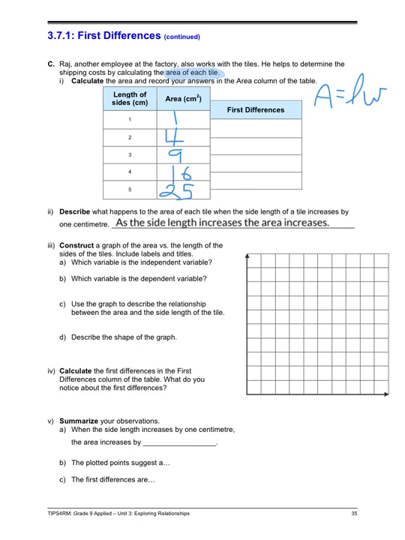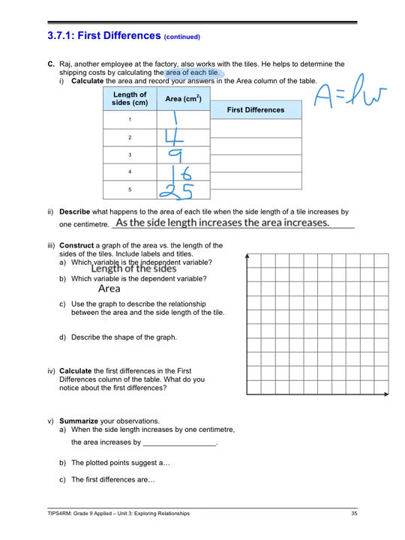So rather than try to describe this with a statement for every single area increase, I'm just going to say that as the side length increases, the area increases. We're going to find out what the relationship is as we move on, so I'm not going to worry too much about it right now. Question 3 asks us to construct a graph of the area versus length of the sides of the tiles. Include labels and titles. Just as before, we need to find out our independent and dependent variable, and our independent variable is what determines something, so the side length determines the area.